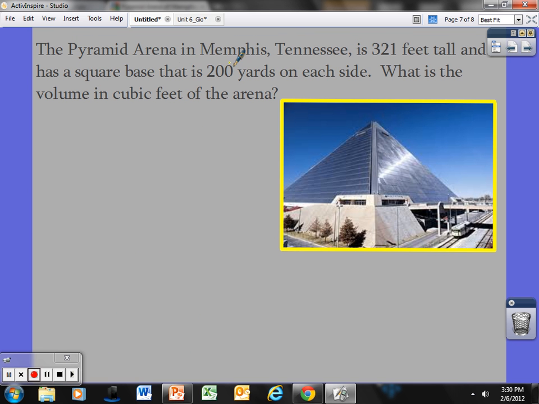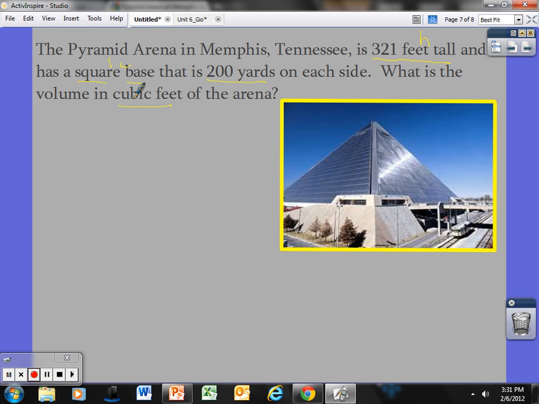Okay, so we'll go to another one. The Pyramid Arena in Memphis, Tennessee is 321 feet tall and has a square base that is 200 yards on each side. What is the volume in cubic feet? Okay, let me go back here. It's 321 feet tall, so there is my height. It has a square base, so I know it's length times width because it's a square. 200 yards. Wait a minute. What is the volume in cubic feet?